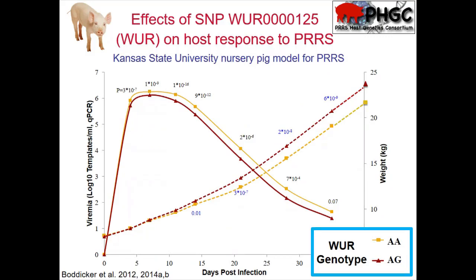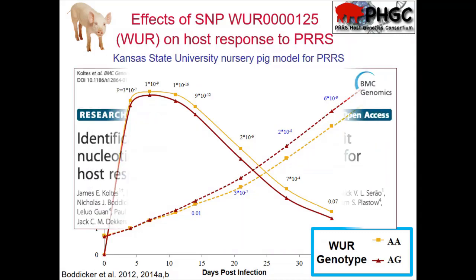Previous research has found that the G allele is favorable in the WRS&P. This is one of the major findings from the PRRS Host Genetics Consortium that Dr. Chris Tuggle mentioned early this morning in his presentation. We find that when comparing the marker genotypes, those with the favorable allele have lower PRRS viral load. AG is the red. They have lower PRRS viral load and higher weight gain, which is really good.